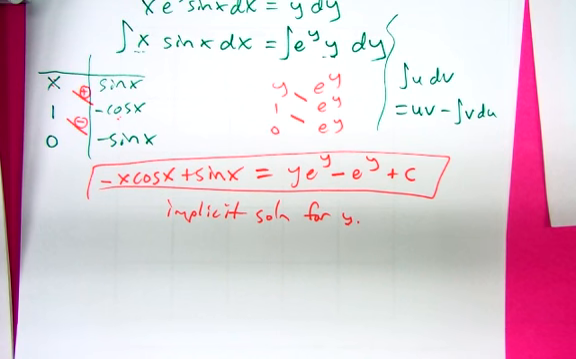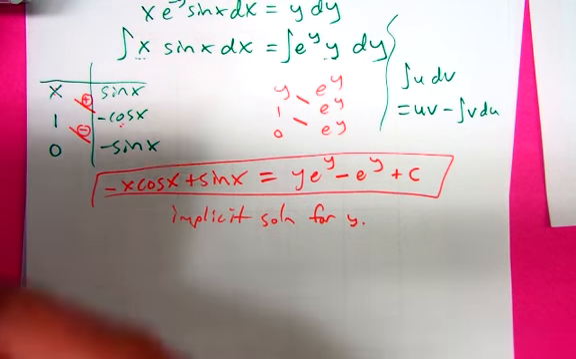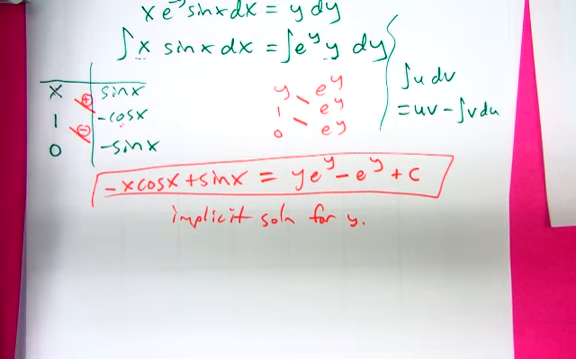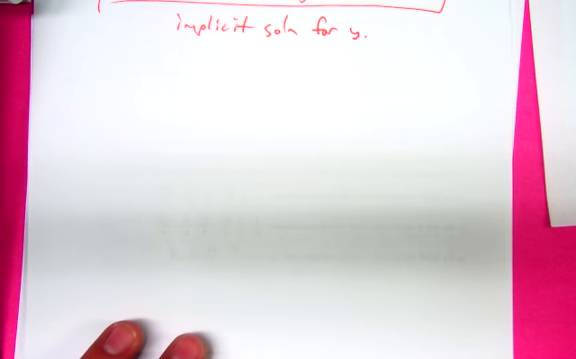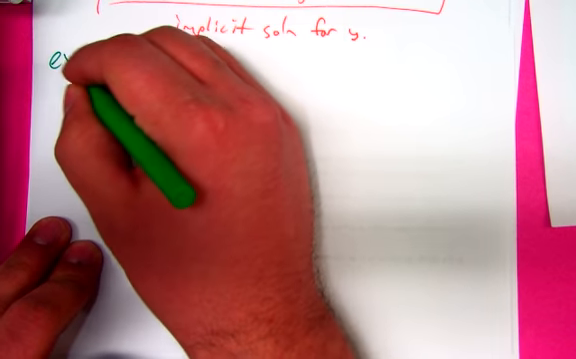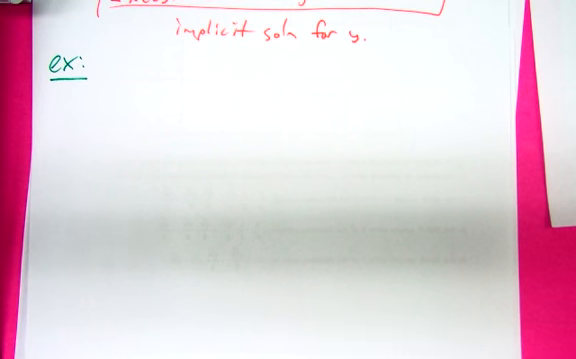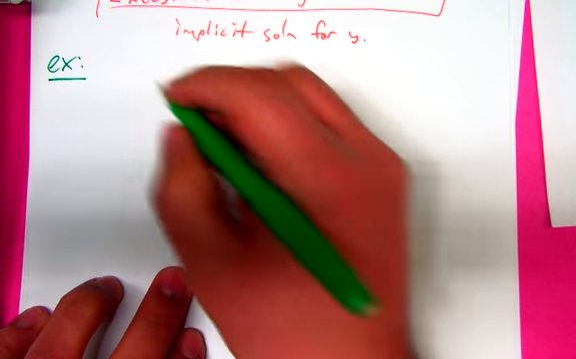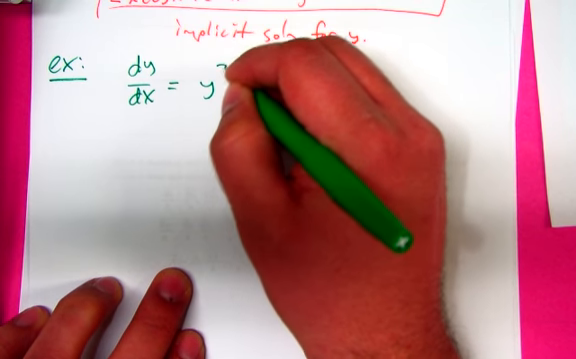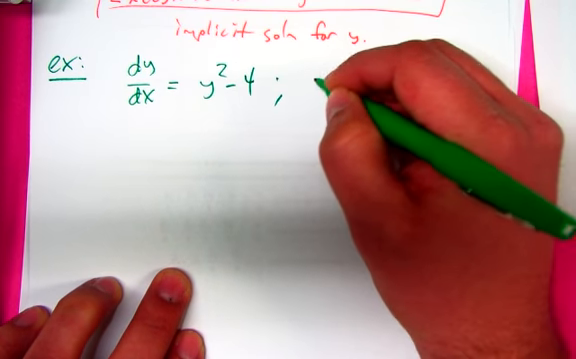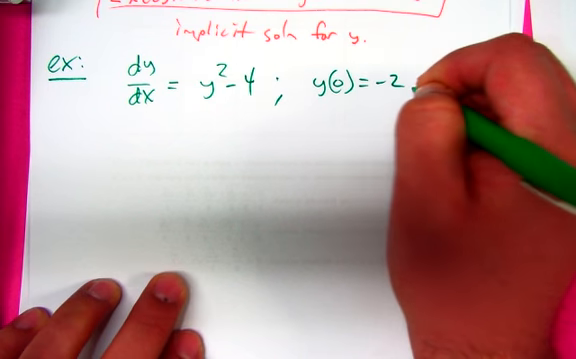Okay. When does this end? Just enough time. Last thing we're going to talk about: an IVP, a special IVP. dy/dx equals y squared minus 4 with y of 0 equal to negative 2.